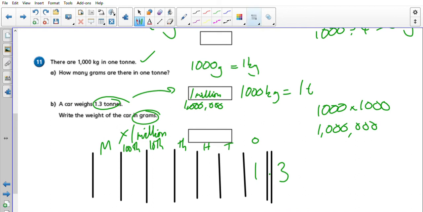I'm going to make everything a million times bigger, which means I need to move everything over 6 spaces to the left hand side. So I'm going to go 2, 3, 4, 5, 6, and then I'm going to move this 1, 2, 3, 4, 5, 6. And then what I'm missing here is my placeholders, so I can fill in the rest with zeros because it doesn't change the size, but it holds the value of those 1.3 million. Okay, so it's 1.3 million grams in 1.3 tons, or 1,300,000 grams is the weight of our car, is the mass of our car.